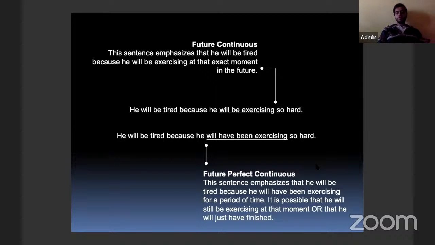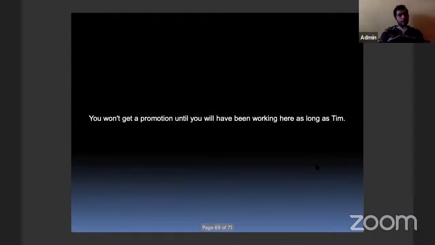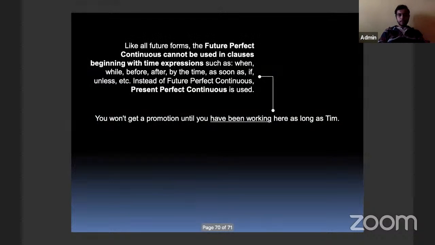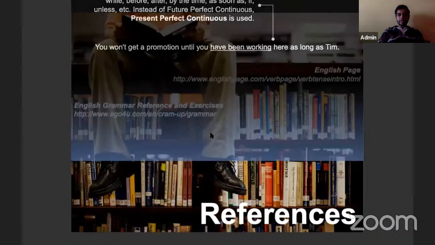But you use future perfect continuous to say that the effect will be in the future because of the action, the cause, being in the future for a duration of time, an inexact duration of time. It may be possible that it is happening at that moment in the future or not. Now, "You won't get a promotion until you will have been working here as long as Tim." Again, time expression clause, you cannot use future tense. So you say, "You won't get a promotion until you have been working here as long as Tim."